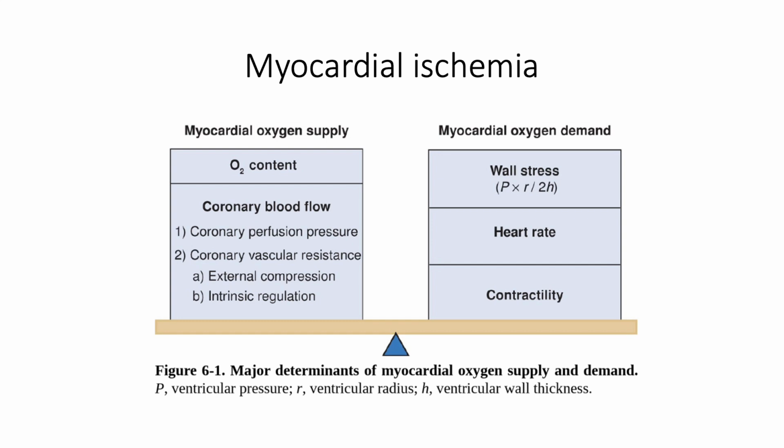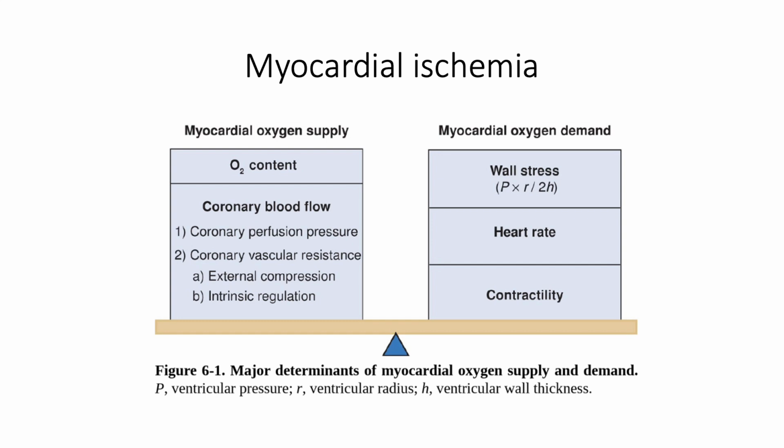All right, now we're going to change gears a little bit and talk about myocardial ischemia. Myocardial ischemia is when you're not getting enough oxygen to the myocardial tissue. And that can be because of a supply problem or a demand problem. So typically your oxygen supply is going to increase if your demand increases. They should always be in perfect balance.